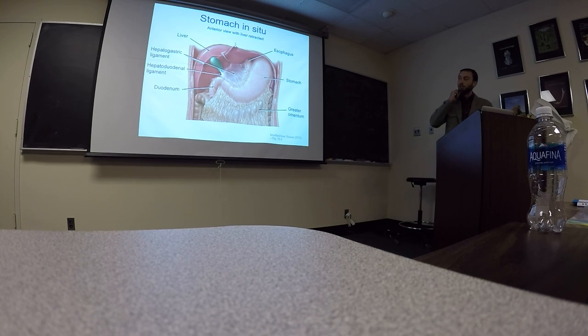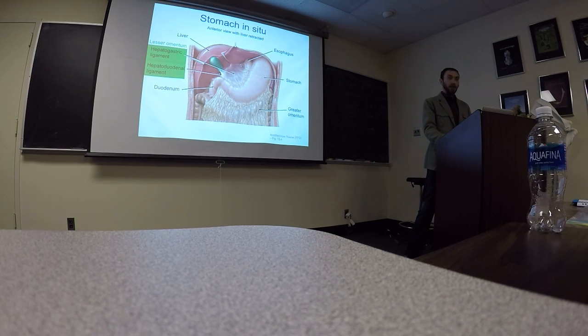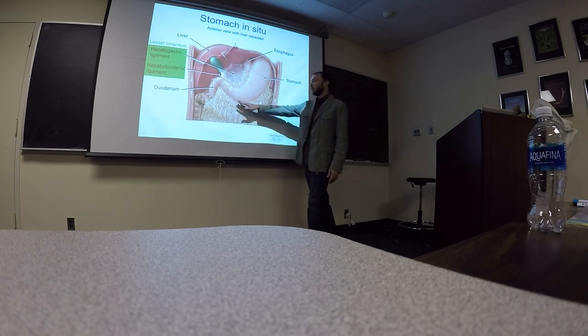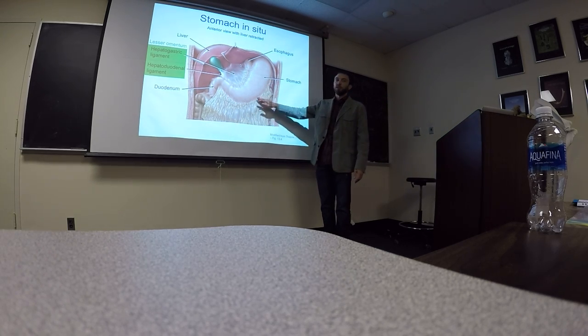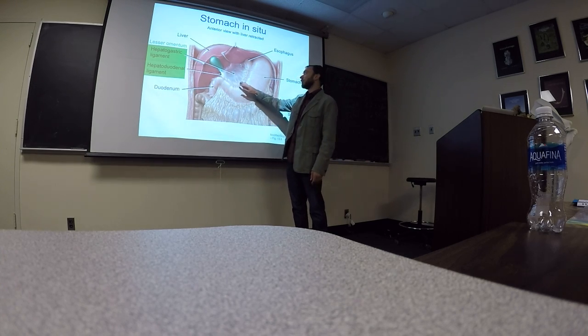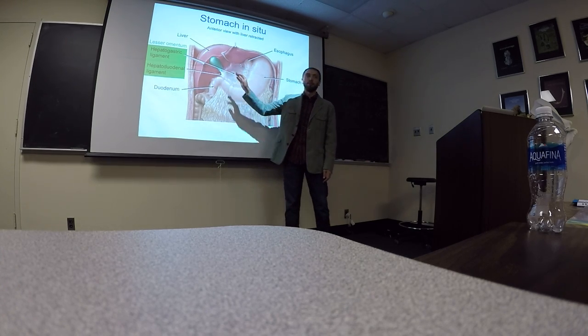We also have a connection between the liver and the duodenum, and this is called the hepatoduodenal ligament. These two structures together form the lesser omentum. So we have the greater omentum hanging off this part of the stomach that we call the greater curvature, and we have the lesser omentum connecting the liver with the lesser curvature of the stomach and the duodenum.